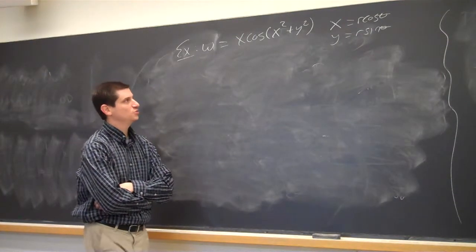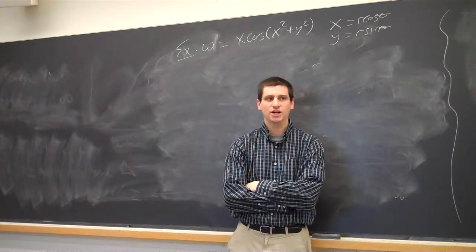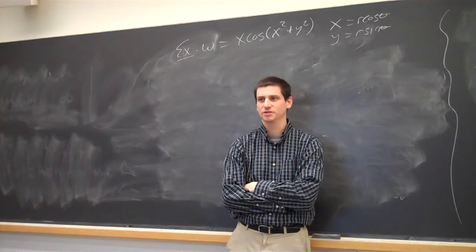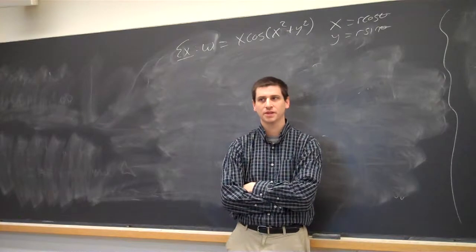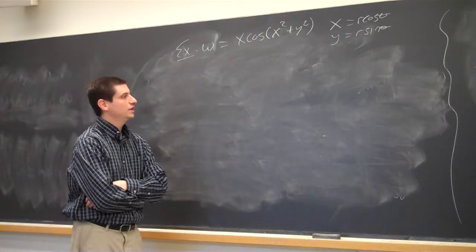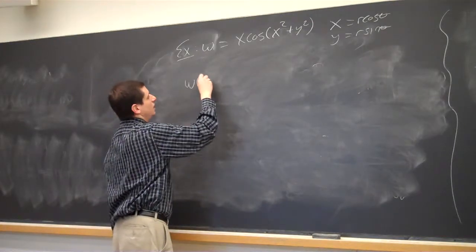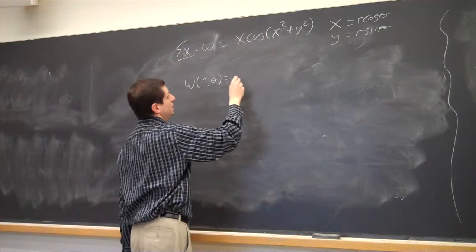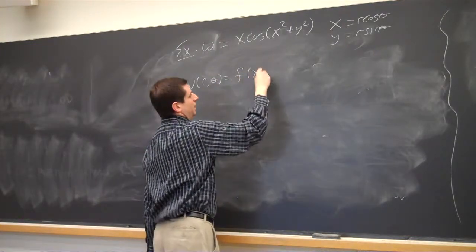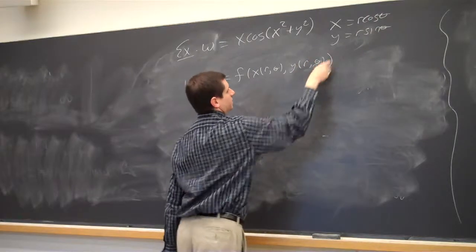Is w a function of x and y? Is w a function of r and theta? I really, really hate this notation. Okay? It's confusing to look at. So a lot of times, when you see something like this, let's do it slowly. W of r theta is going to be f of x of r theta, y of r theta.